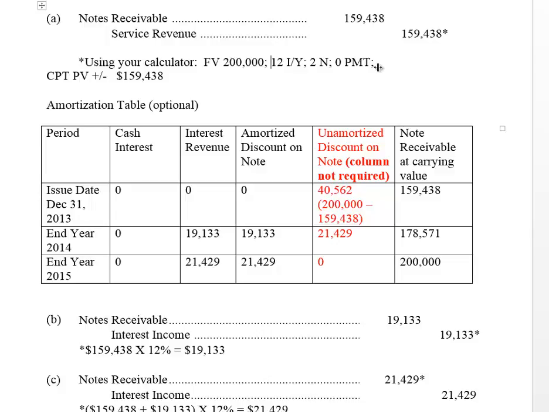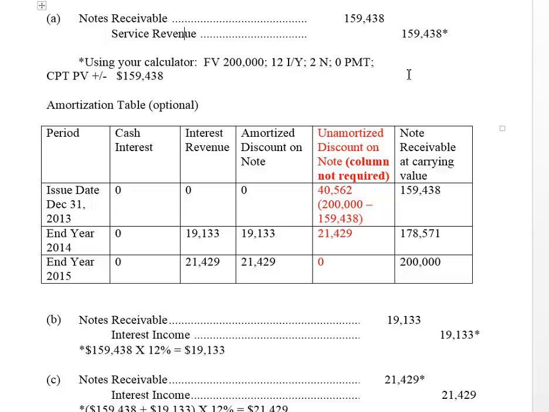And we also know that in the interim, from the date we make the note, which is December 31st, 2013, until the end of 2015, there's going to be no annual payments. The only payment that will take place is at the end of 2015 when Rank pays the note back. But in the interim, there are zero payments. So if we compute PV, we're going to get a present value of $159,438. And we're going to set that up as the value of our note receivable.